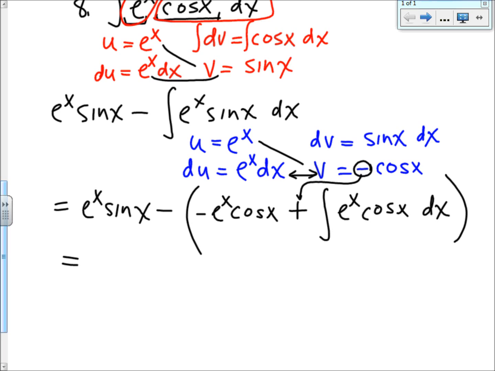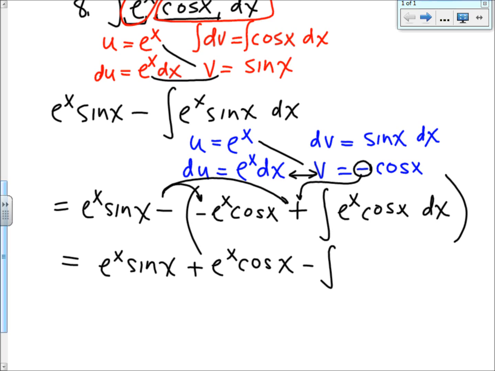So what I end up with is e to the x sine x. Now I'm going to distribute. So that'll be plus e to the x cosine of x. Distribute again, minus the integral of e to the x cosine of x dx. And I'm exactly where I started. But there's a trick to this.